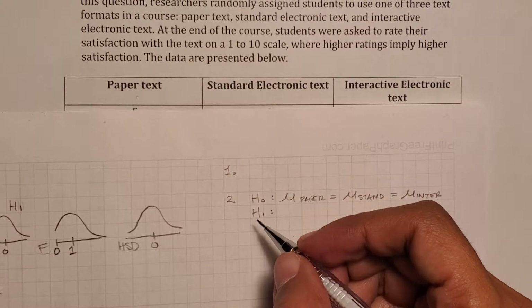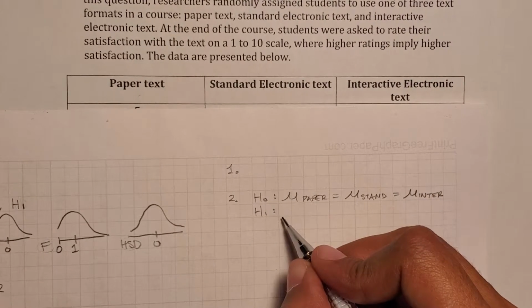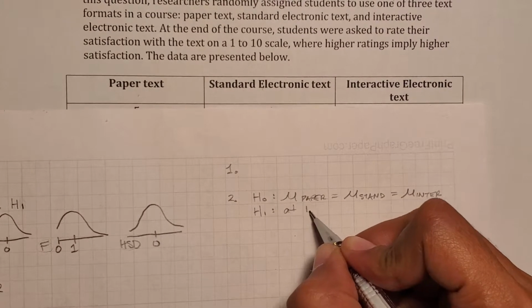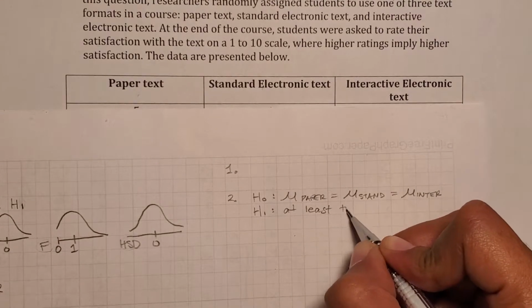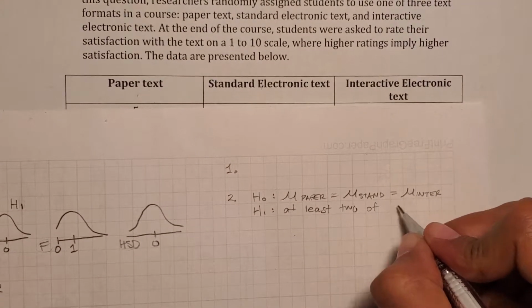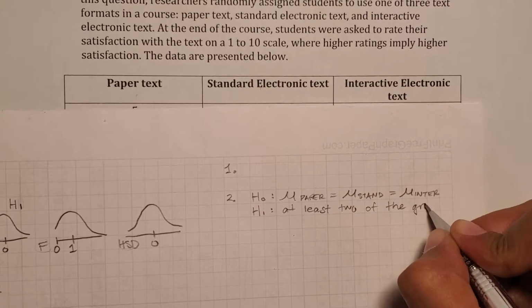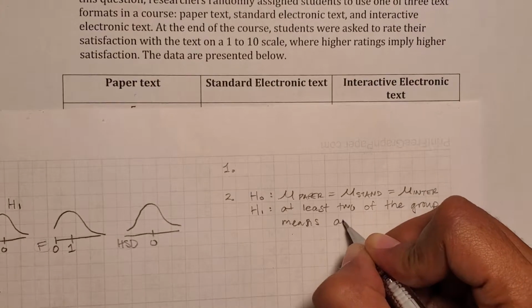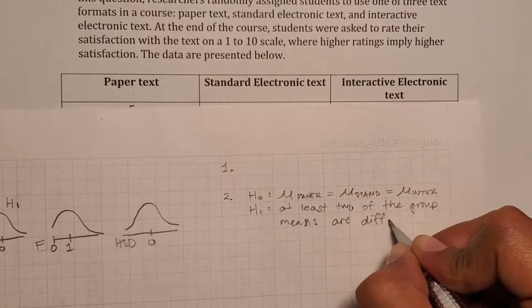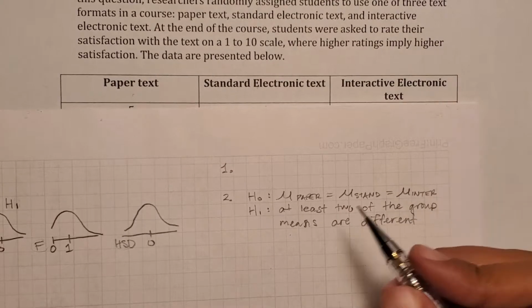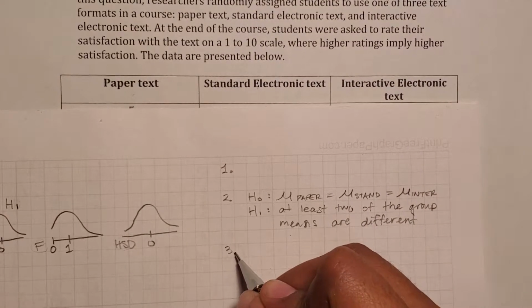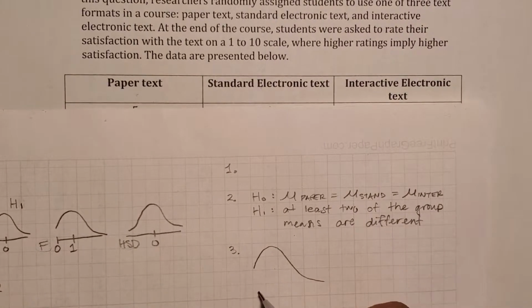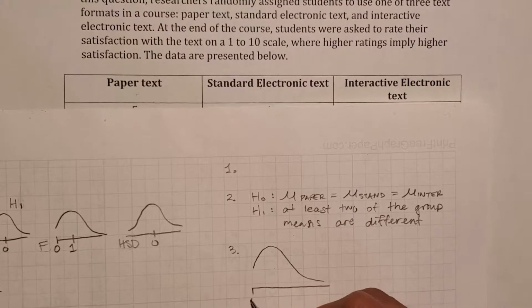Now the alternative hypothesis, in ANOVA, we write as a sentence. It will be at least 2 of the group means are different from one another. Now we draw our test statistic. This is ANOVA, so we will do F.